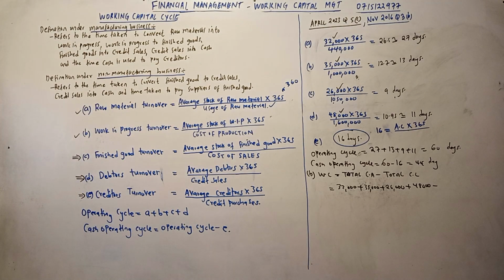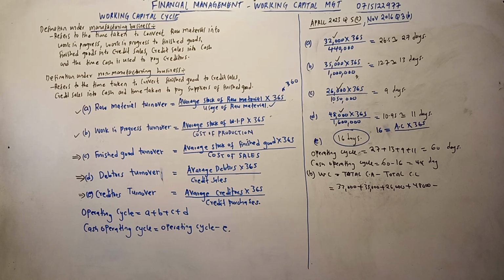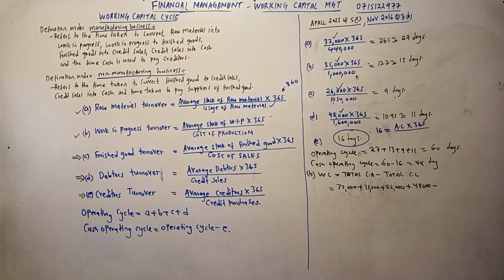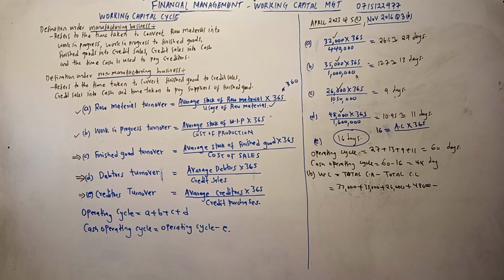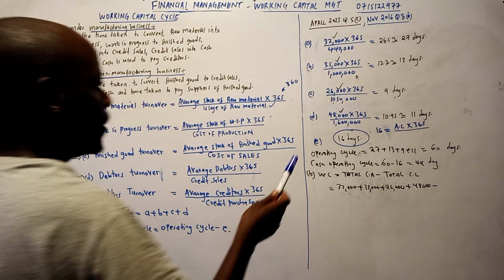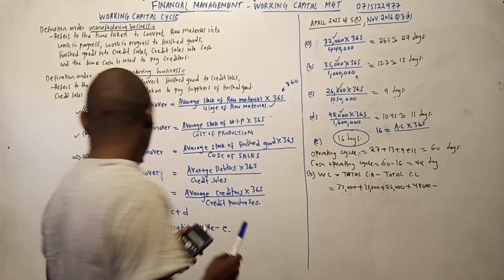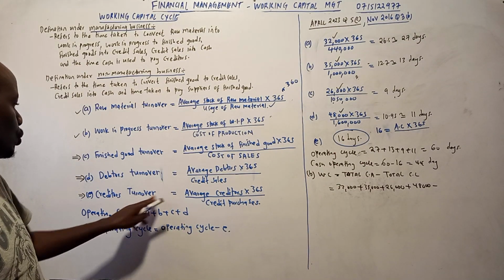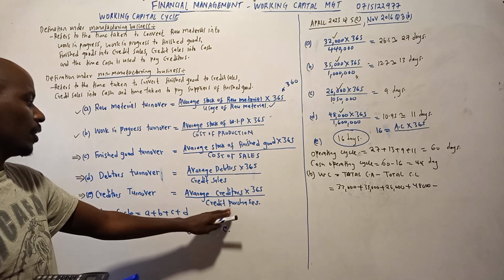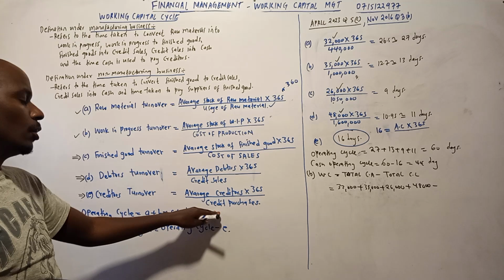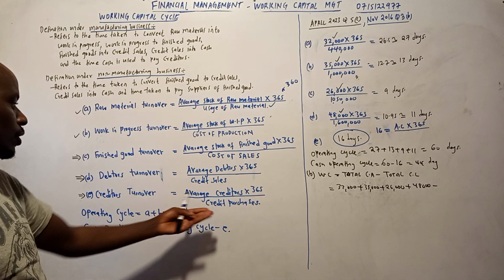Kwa side yetu? Purchases. Tuende huko juu purchases. We need purchases. So tunajua, so tunasema ni hapa 16 days is equal to the average creditors which we want, and this is over credit purchases. Precisely, there's another name of usage.